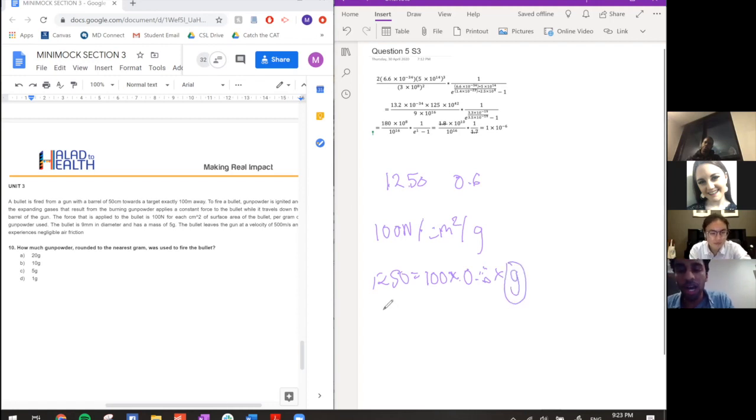So with that in mind, I get essentially 12.5 divided by 0.6, which would be approximately 20 grams of gunpowder. So the answer here was A.